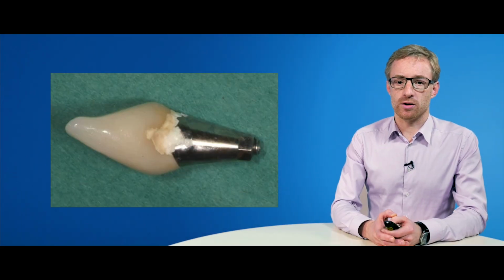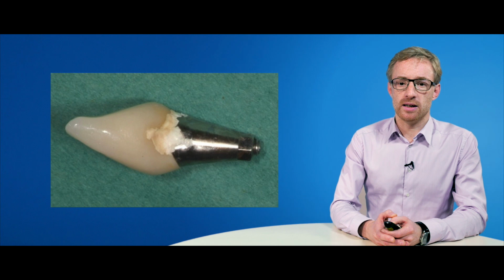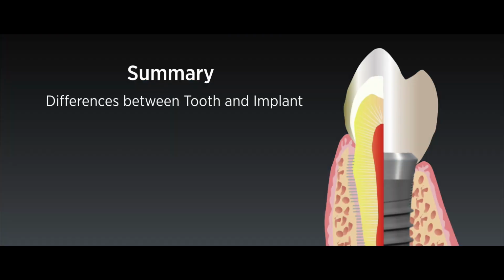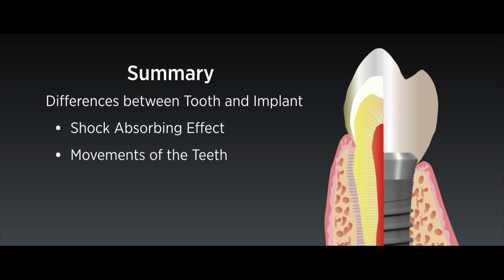It is sometimes hard to see that there is cement excess, and many times you can't see it on the X-ray at all. This can give you fistulas and bone loss. In summary, the differences between tooth and implants are the shock-absorbing effect, the movements of the teeth, the perception, and finally the anatomical differences.